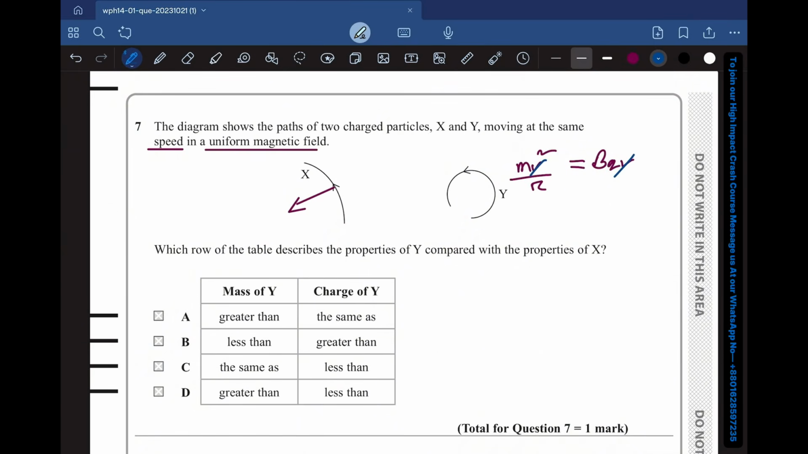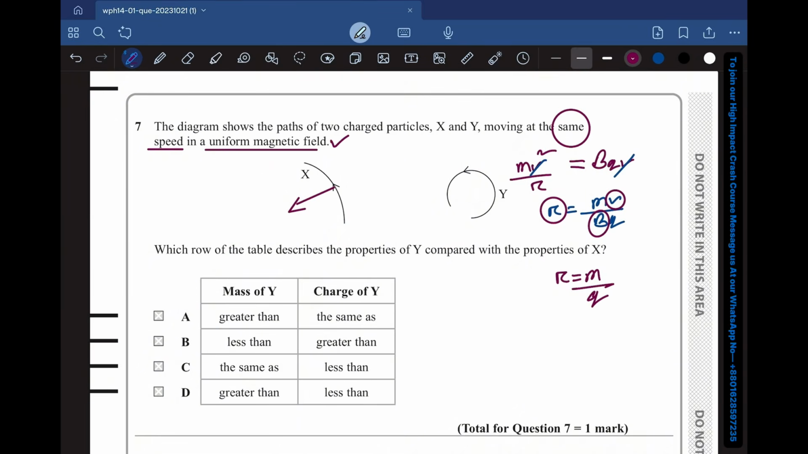If we rearrange this formula, this v and v get cancelled out and we are only left with r is equal to mv by BQ, right? And here, as they have said that they have the same speed and the same uniform magnetic field, so this speed and this magnetic field will not be taken into consideration because both of them are constant. So the radius solely depends upon the mass and the charge. So radius is equal to mass by charge, right?